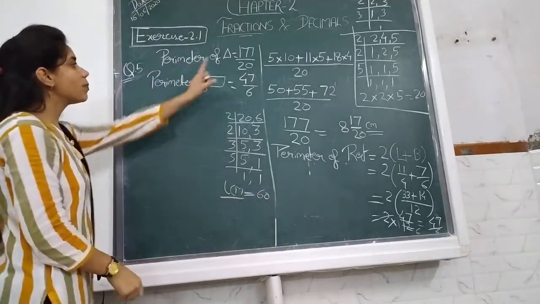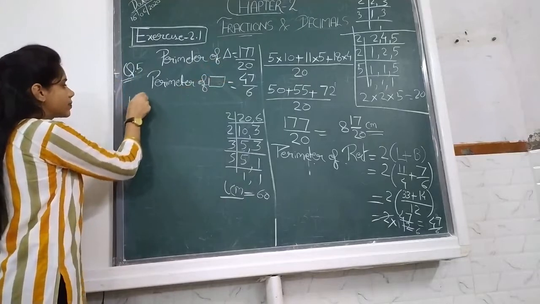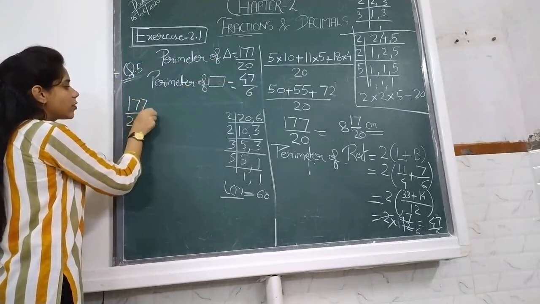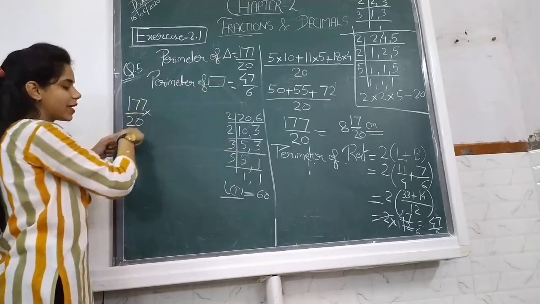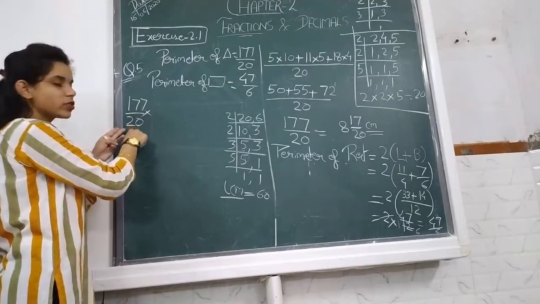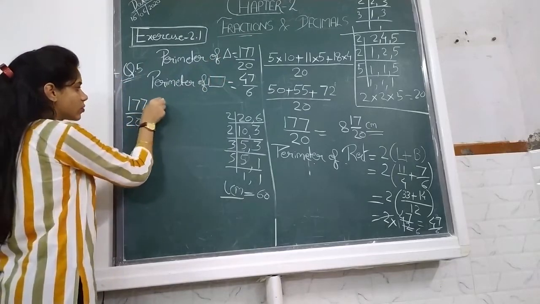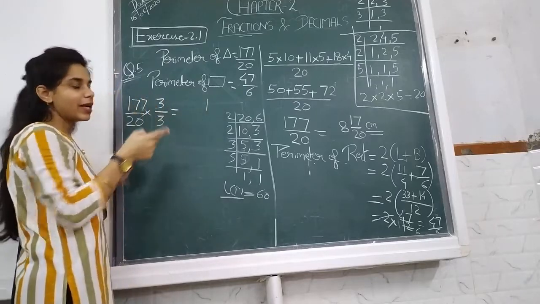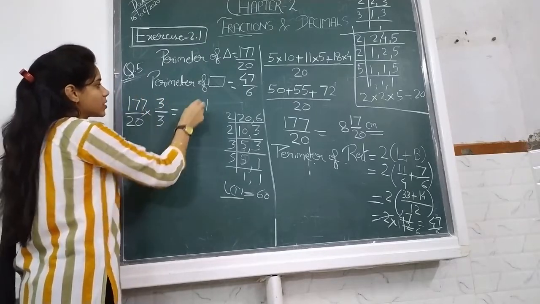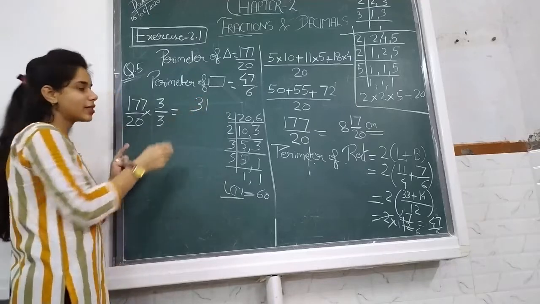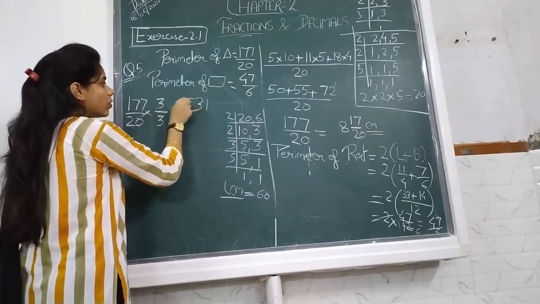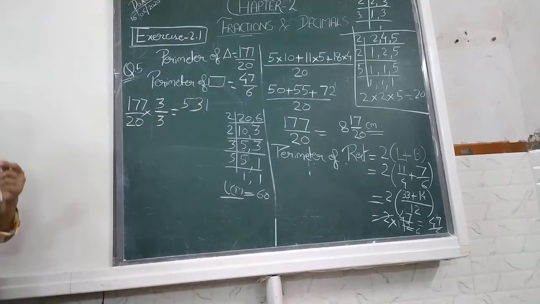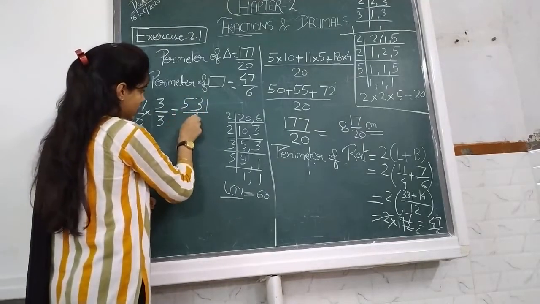Okay. So to make this 60, we have to multiply the first fraction with 3, because 20 threes are 60. So 3 upon 3. 3 sevens are 21, 2 carry. 3 sevens are 21, 21 plus 2, 23. 2 carry, 3 ones are 3 plus 2, 5. So 531. We got 531 upon 60.